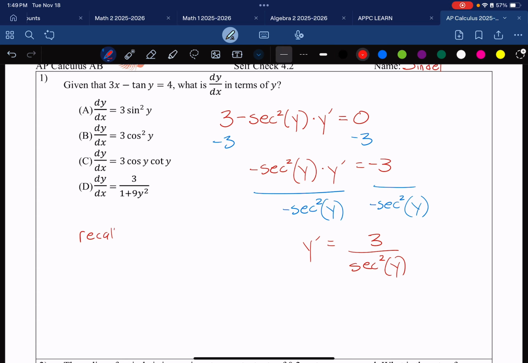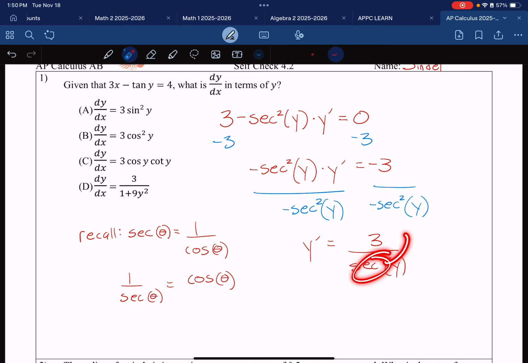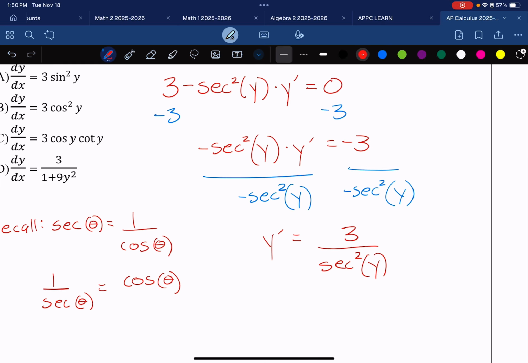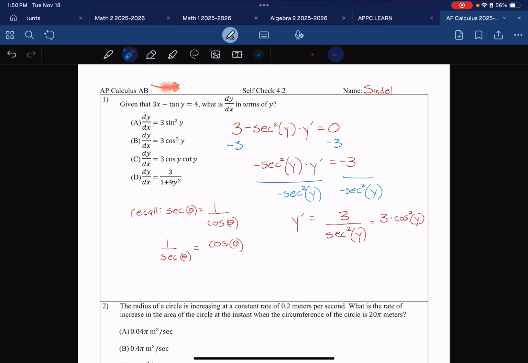So recall that the definition of secant of some random number is 1 over cosine of that number, which implies that 1 over secant of a number is the same as cosine, unflipped, of that number, which means that our secant squared is going to flip up to the numerator and become a cosine squared. So this is going to be equal to, still 3 in the top, that doesn't move anywhere, times cosine squared of my y. There we go. We flipped the secant squared up and made it a cosine. That's the definition of what's going on here. So I have 3 cosine squared y, and there's option B, 3 cosine squared y.